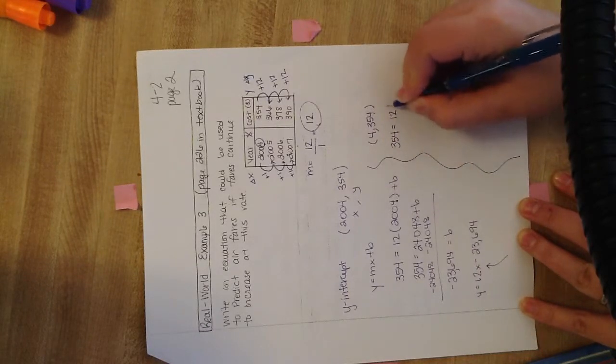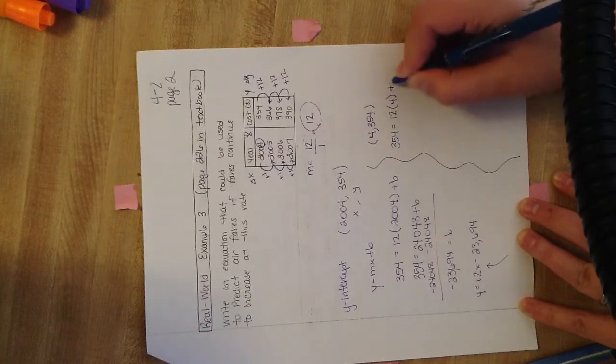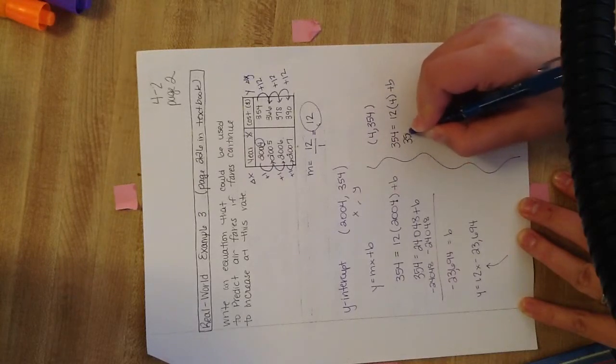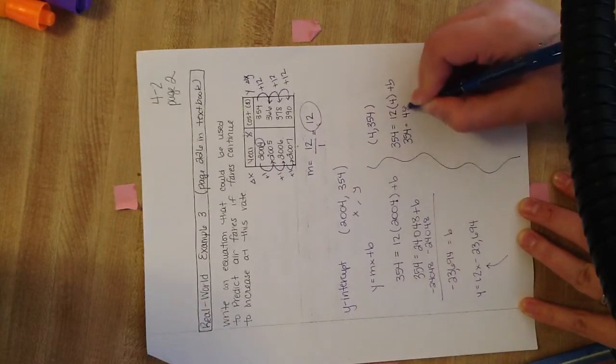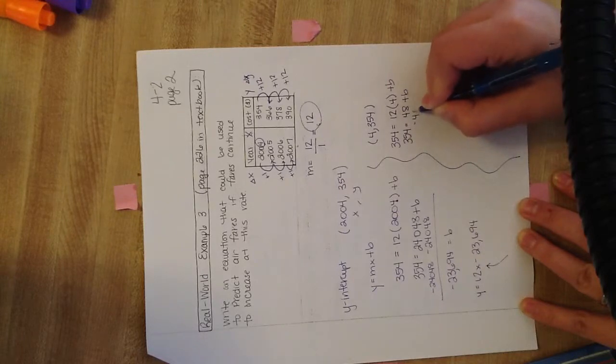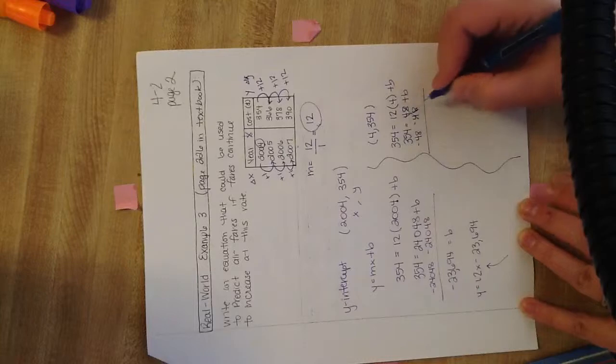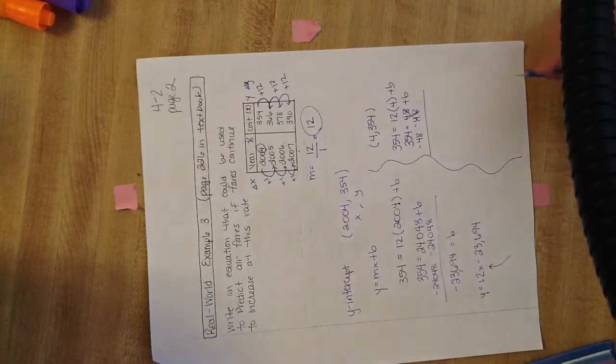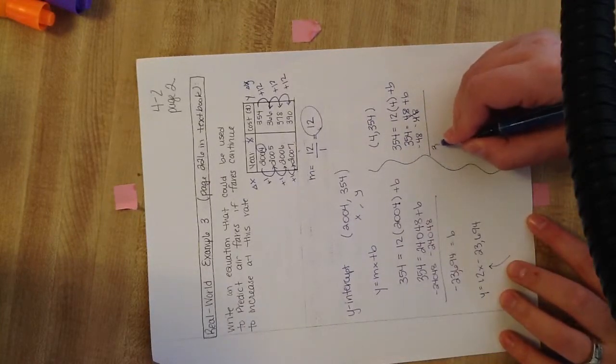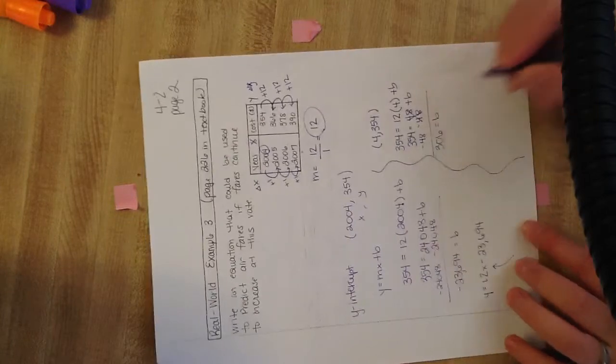equals 12 times 4 plus b. 354 equals 48 plus b. Subtract 48 from both sides. We're subtracting because it's positive. And so now I get 306 equals b. That's what the book got.